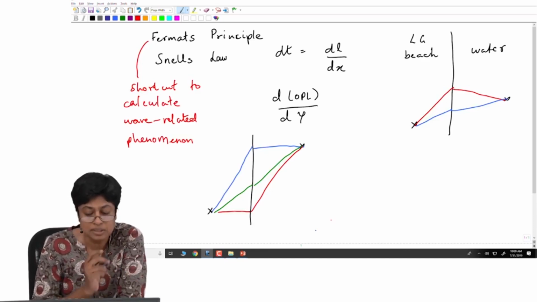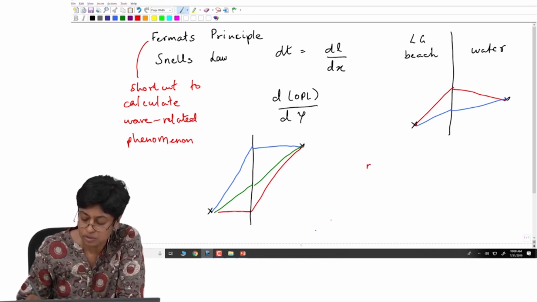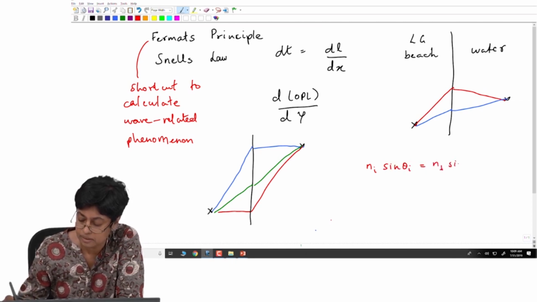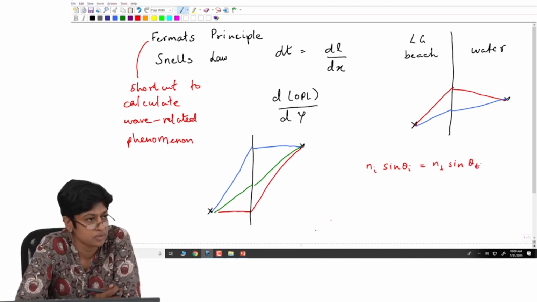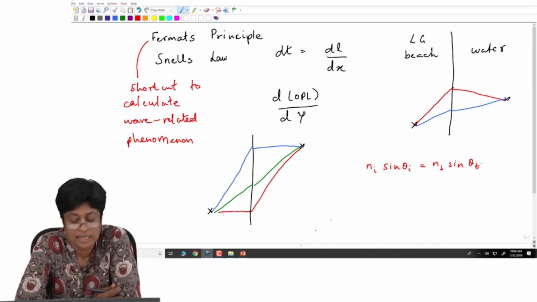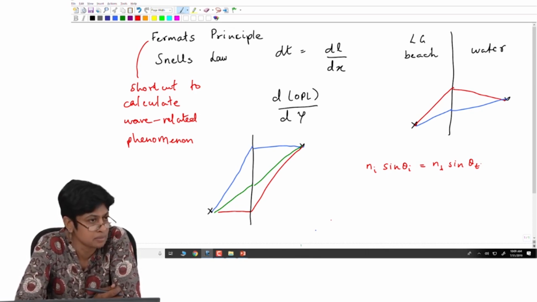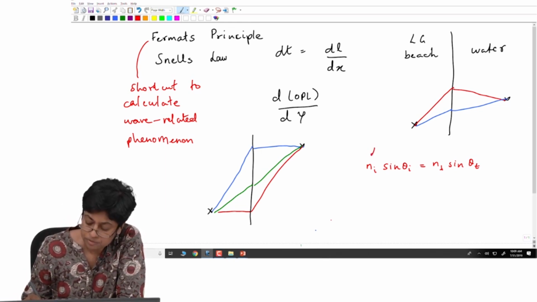Now, we talked about Snell's law, and generally if you say Snell's law, you are referring to this equation, Ni sin theta i is equal to Nt sin theta t, where Ni is the refractive index of the medium of incidence, theta i is the angle of incidence, and Nt and theta t are the similar parameters in the second medium. This is actually the law of refraction.